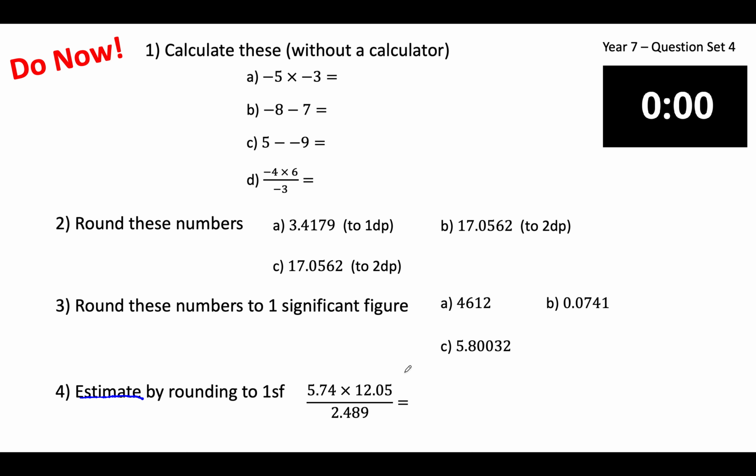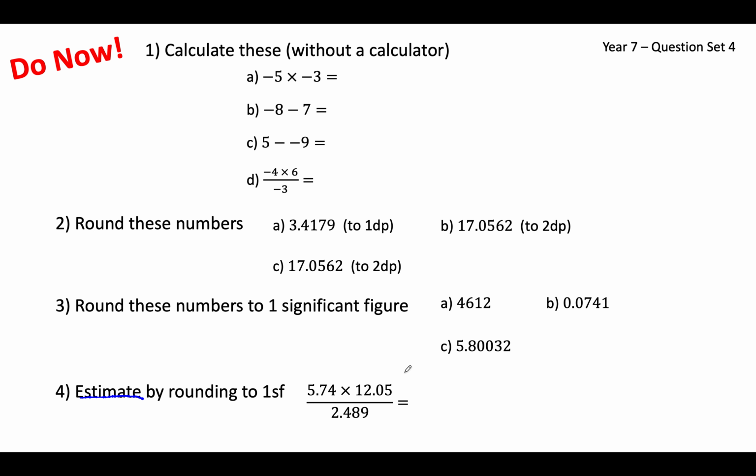Time's up then, Year 7, so let's get rid of the clock. Right, we've got -5 times -3. Well, 5 3s are 15, and a negative times a negative makes a positive. If the signs are mixed, then it's negative, but if the signs are the same, it's positive.